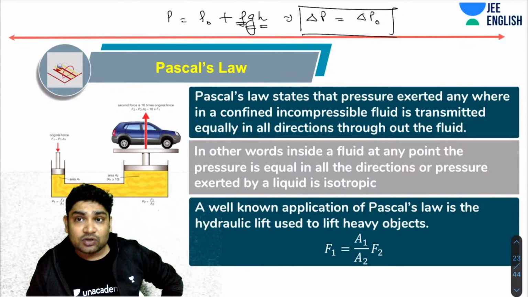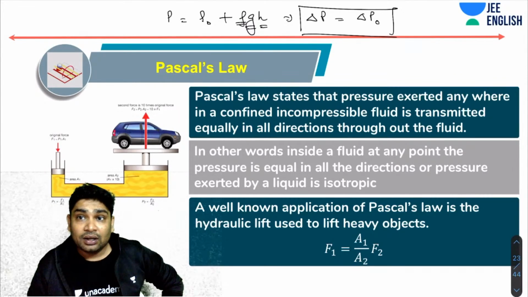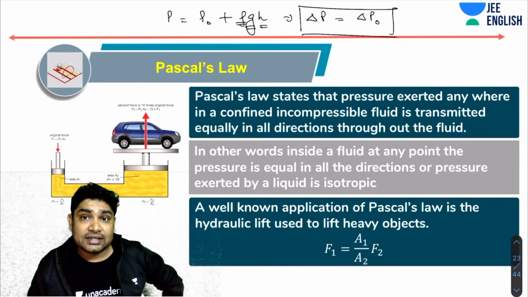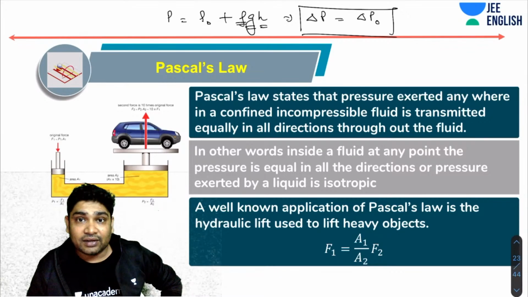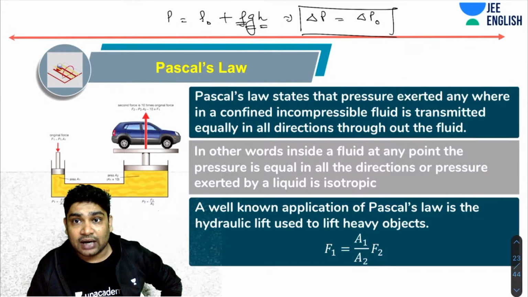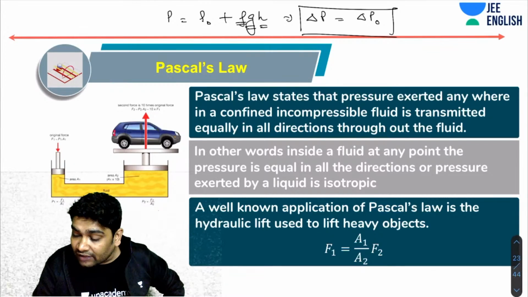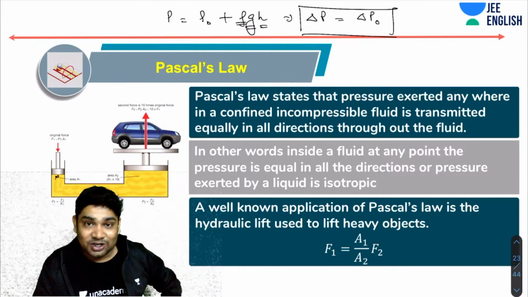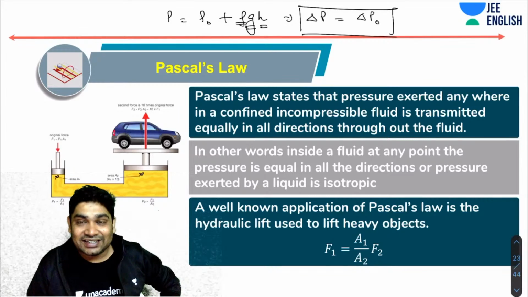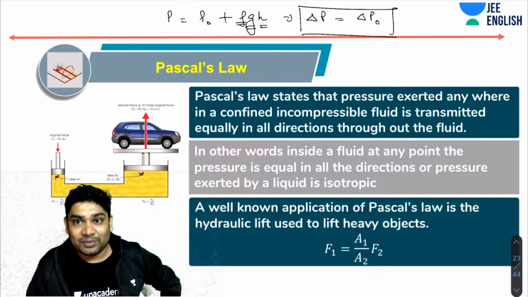Now, in other words, it also says that at any point the pressure is equal in all directions, and the pressure exerted by the liquid is isotropic. So it also tells you that. Again, it also tells you that at the same horizontal level, the pressures are always the same. These are a few of the implications of Pascal's law.